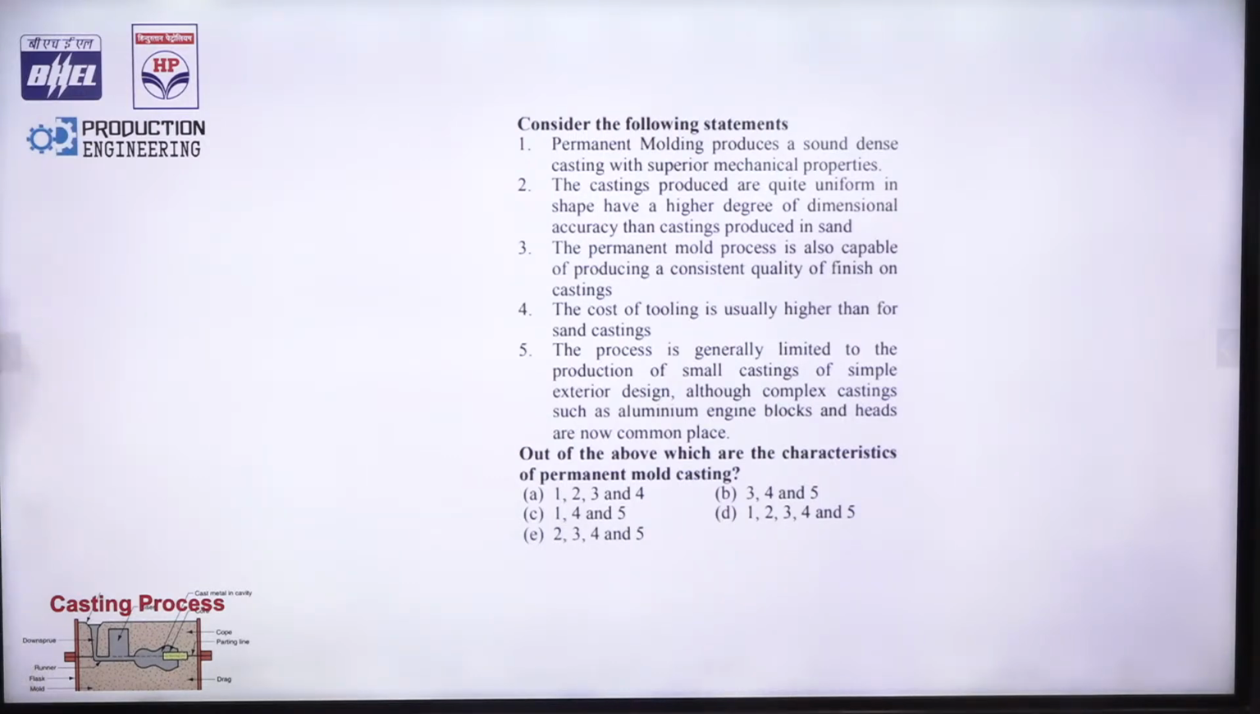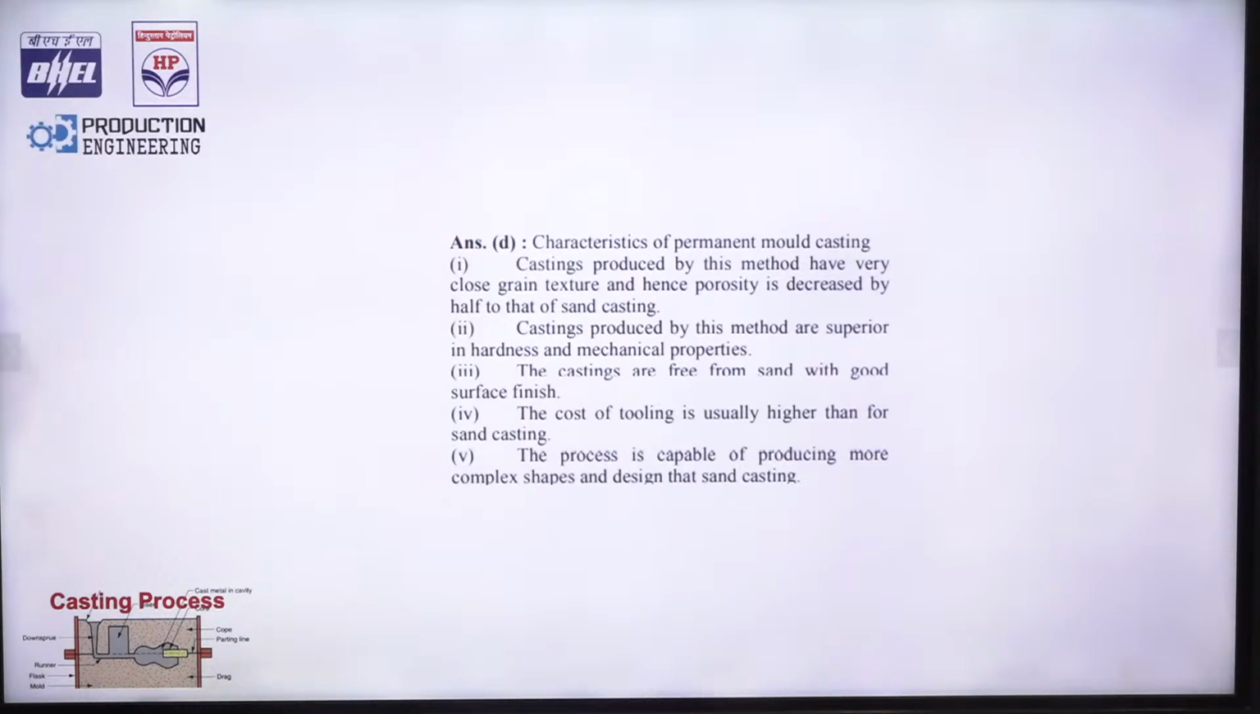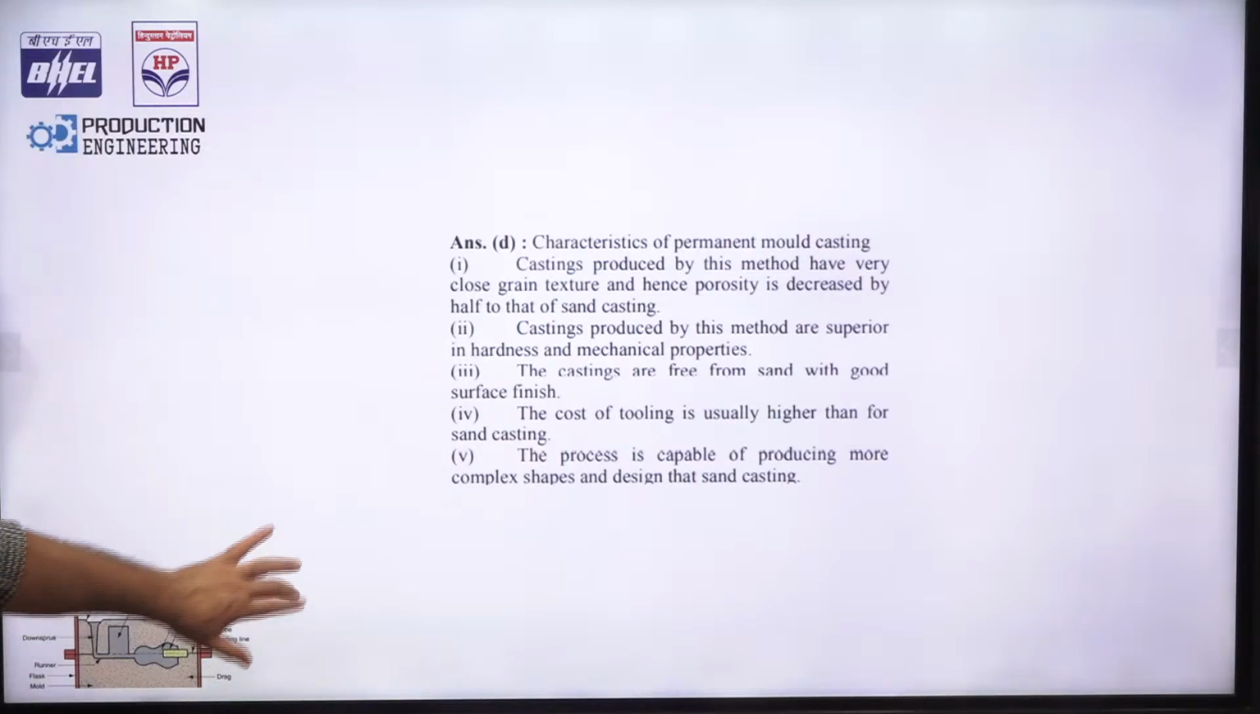Dense casting with good mechanical properties. Uniform in shape, high degree of dimensional accuracy. That is also there. Mechanical properties are good, dimensional accuracy is good, quality of finish is also good. Cost of tooling is high. Okay, let's see what is the answer. So all are correct. Permanent mold casting, these are the advantages. We can produce small size only, not very big, because permanent mold is very costly.